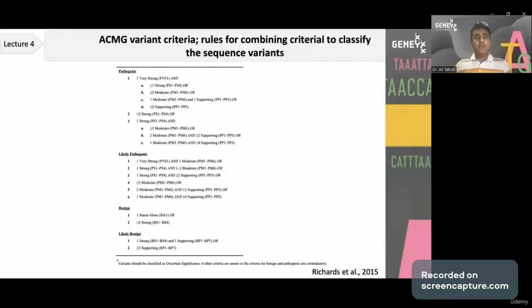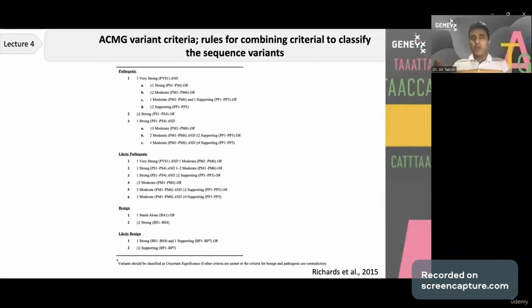And then there are guidelines on how we can combine different rules. So we have several different pathogenic rules, then we have different benign rules, and then how we can combine both pathogenic and benign rules to classify a variant. For example, PVS1, very strong. We need at least one supporting criterion to classify a variant with PVS1 as likely pathogenic. For example, PVS1 plus PM2. That's a moderate supporting criterion for pathogenicity. We can apply both to classify a variant as likely pathogenic.